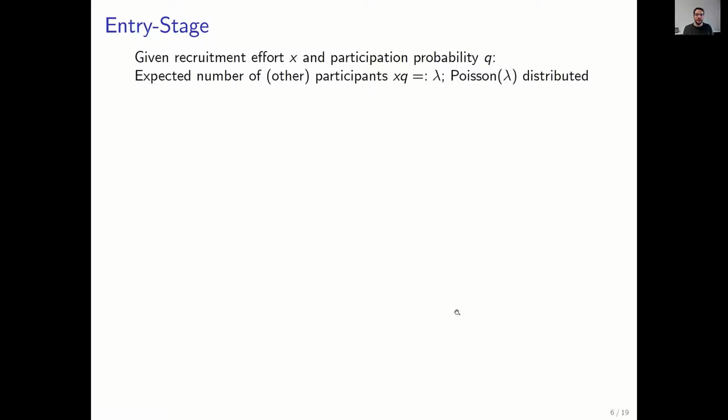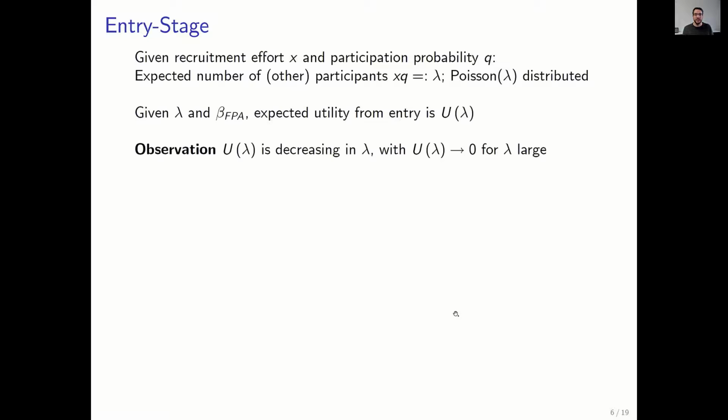So we'll talk a lot about lambda. Given lambda and given the behavior of the bidders in the auction stage, beta FPA, a bidder can calculate her expected utility from entry. We'll denote this by U of lambda. A natural implication of what we just had is that U of lambda is decreasing in lambda, and U of lambda goes to 0 as lambda becomes large.